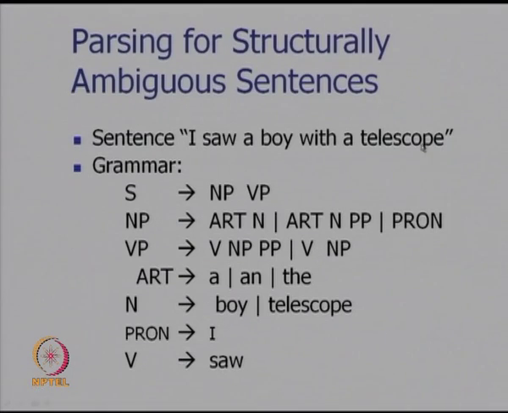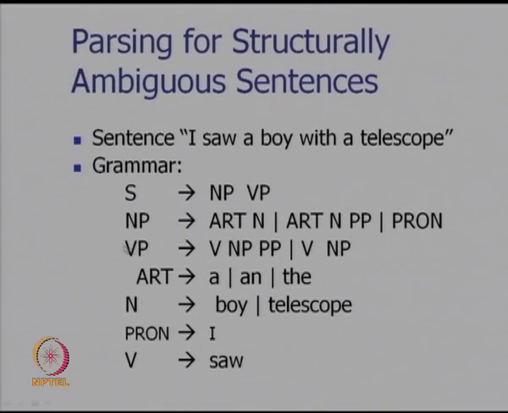If the sentence is I saw a boy with a telescope, the grammar is S goes to NP VP as usual. NP can be article and noun, or article, noun and preposition phrase, or simply a pronoun. Verb phrase also can be verb, noun phrase and preposition phrase, or verb and noun phrase. Article can be a and the, noun can be boy and telescope. Our vocabulary is limited here, only two nouns, boy and telescope. Pronoun is I, verb is saw. All right. So, now let us look carefully at these rules.